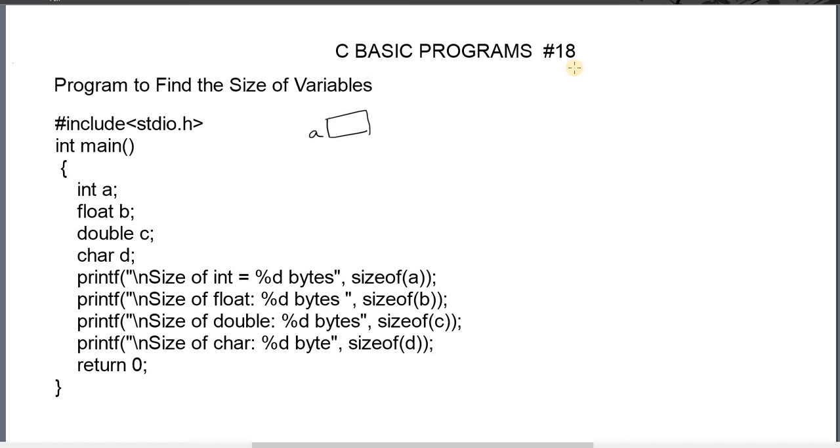C basic program. This is part 18. Let me explain the code to find the size of a variable. Here we have declared 4 variables, so we will get 4 locations: A, B, C and D. The integer variable, according to Turbo C, will take 2 bytes of memory.